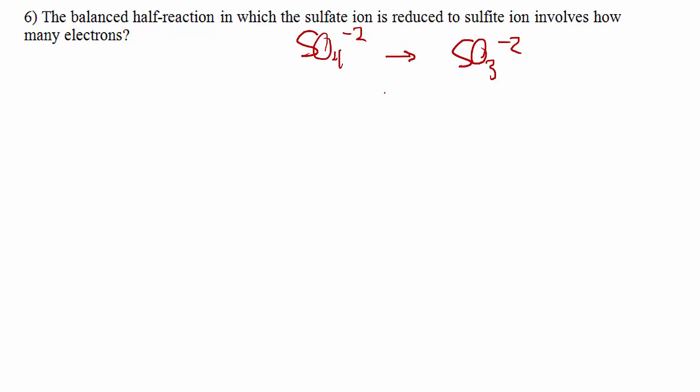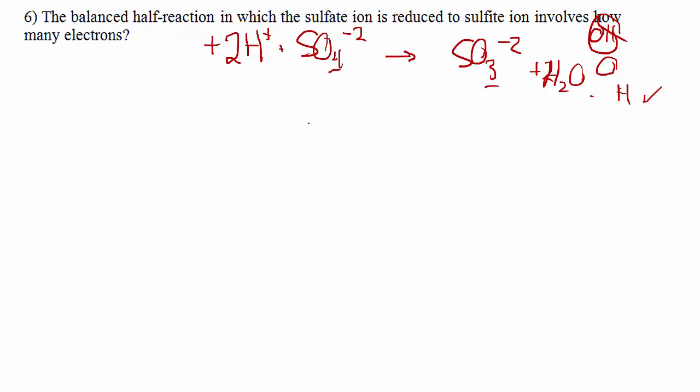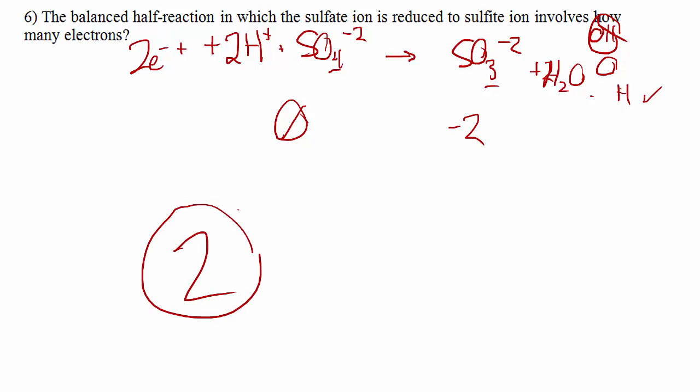So again, first thing, balance everything that's not oxygen or hydrogen. That's already done. Balance the oxygen. So I'm going to need an H2O on that side. So I have 4 oxygens on each side. Balance the hydrogens. So I'm going to have to add 2 H+ on this side. Done. Now balance the charge. Over here I've got a charge of 0, and over here I've got a charge of -2. So I'm going to have to add 2 electrons on that side. So the question is, how many electrons? Again, the answer is 2.